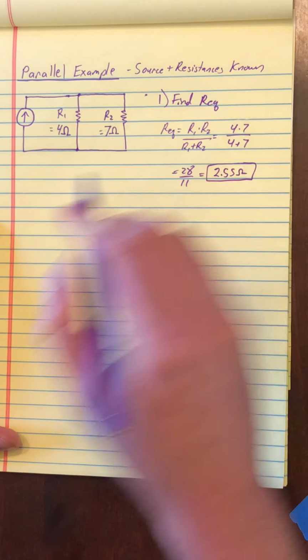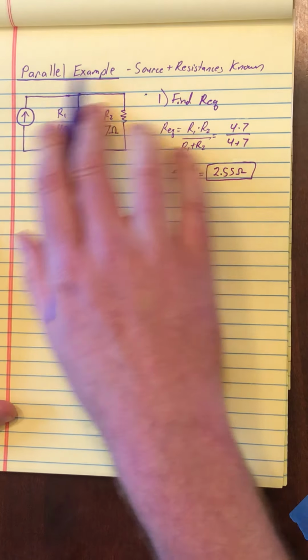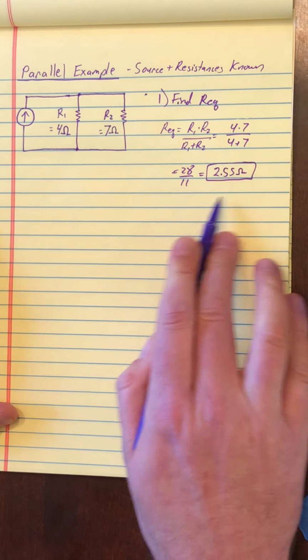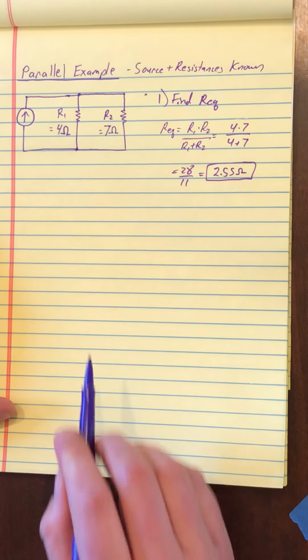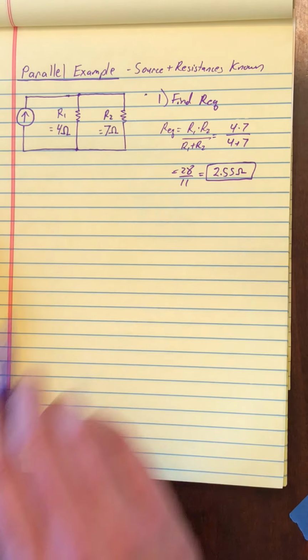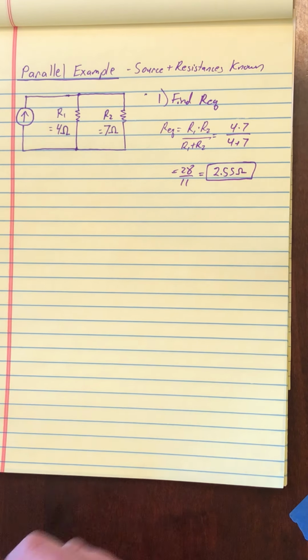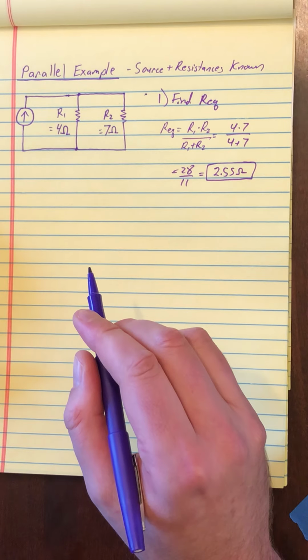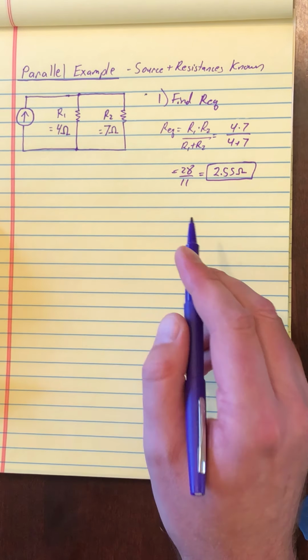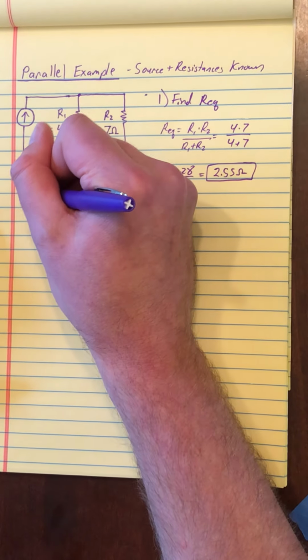One thing you notice here is that in parallel, since it becomes easier for the current to flow, we expect the overall or equivalent resistance to be lower than either of these. So 4, 7, 2.55 is less. Opposite for series, it always got bigger because we added those up. All right, so the equivalent circuit here then looks like this.